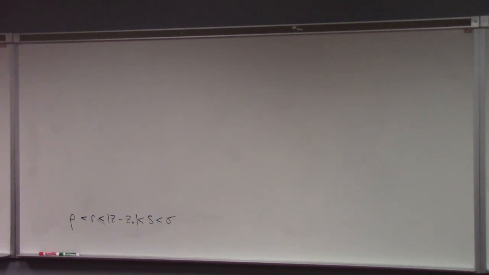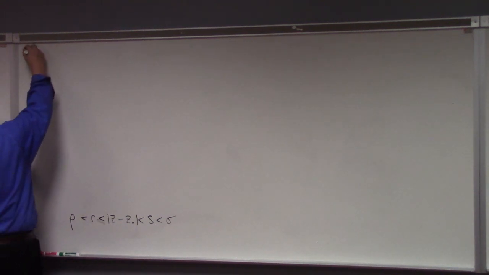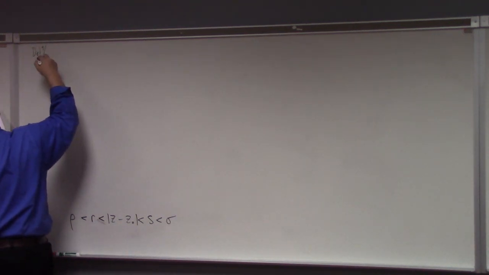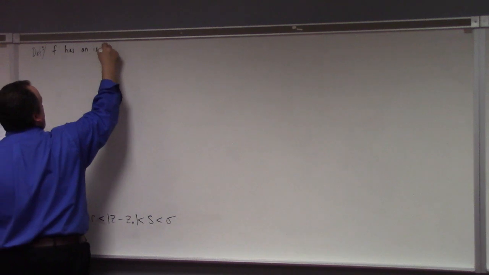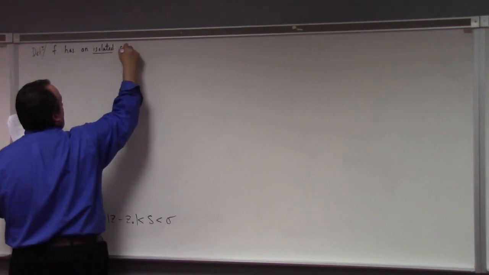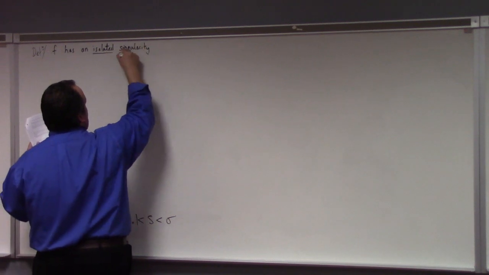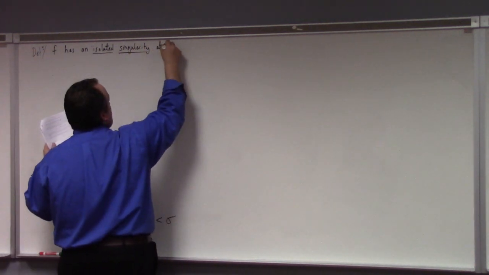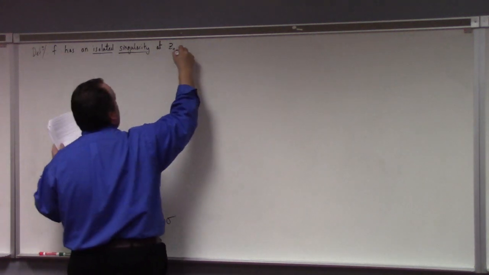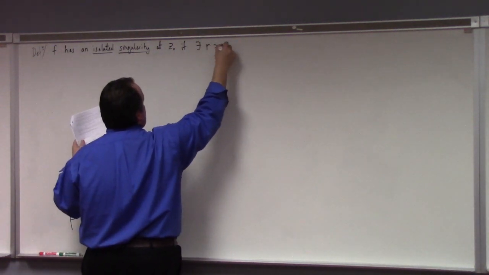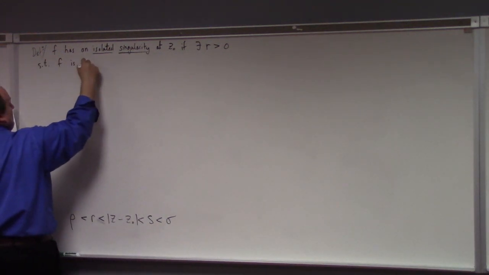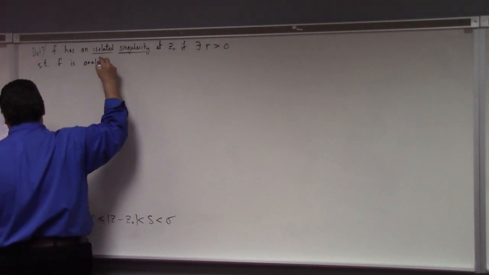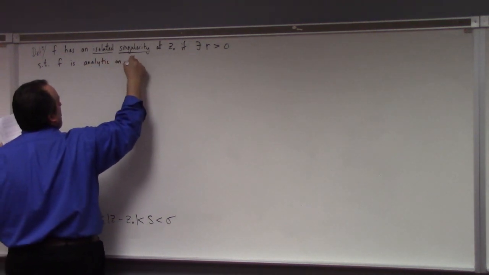So this brings us to section 9.2, all right? So I need to define some things carefully. Definition. F has an isolated singularity at z naught if there exists r greater than 0 such that f is analytic on the punctured disk.